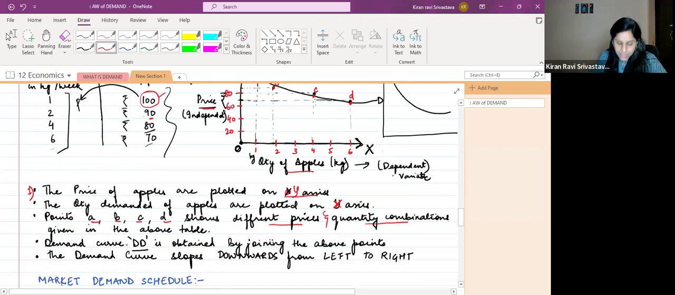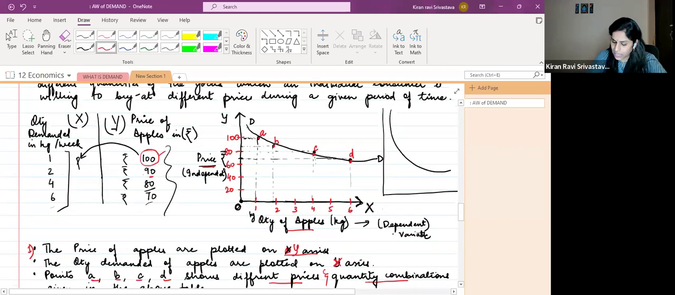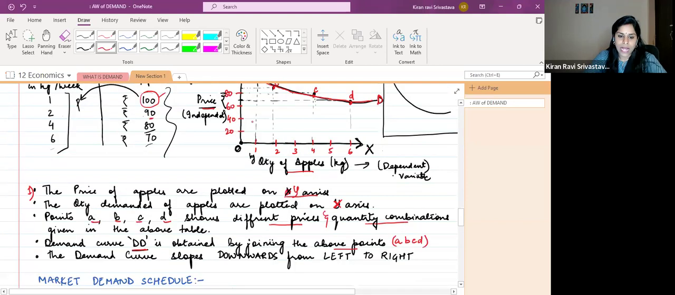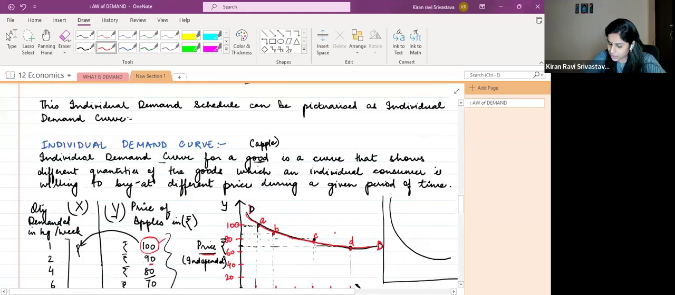Demand curve DD is obtained by joining the above points A, B, C, and D. So when I join this point A, B, C, and D, I get my demand curve, which is called DD. And the demand curve slopes downwards. You can see here that it is sloping downward. The curve is sloping downwards from left to right.